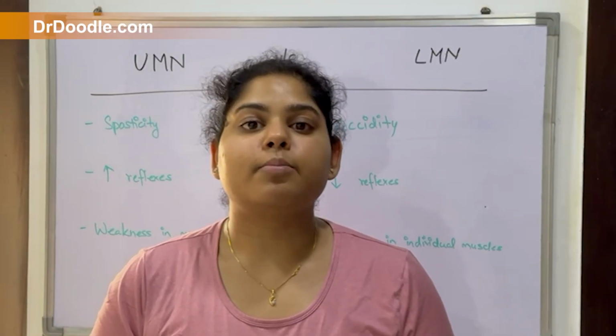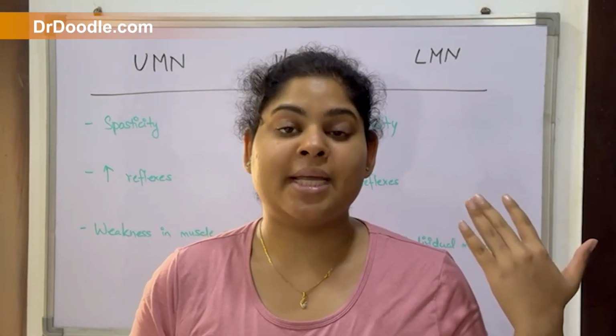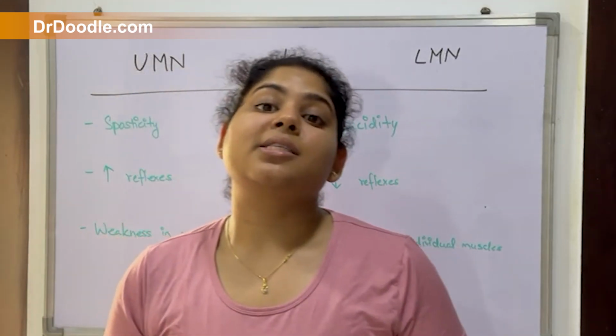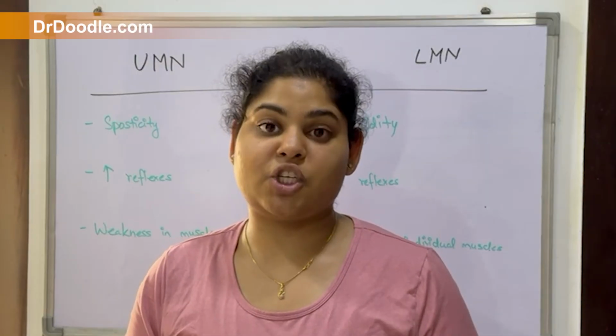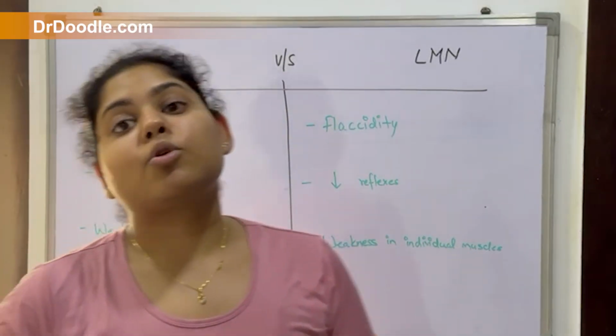Upper motor neuron means anything which is related to your central nervous system, that is your brain and your spinal cord. Now, the lower motor neuron consists of everything which is coming out of the spinal cord, which is individually reaching each and every muscle group. So, let's talk about upper motor neuron injury.